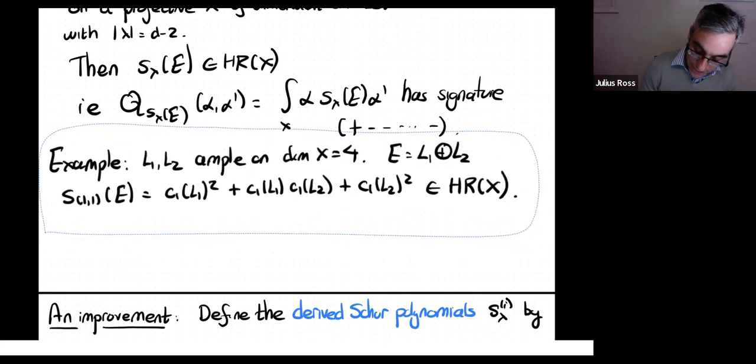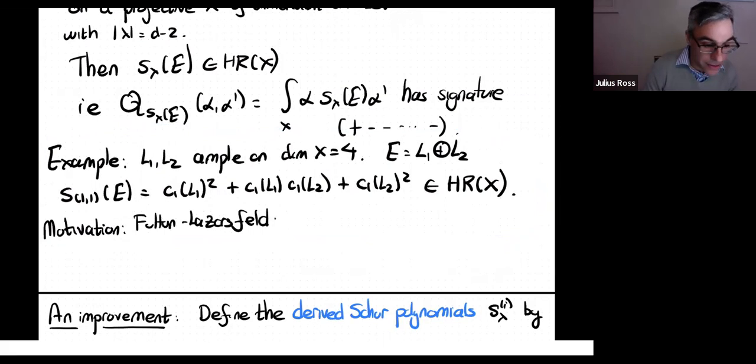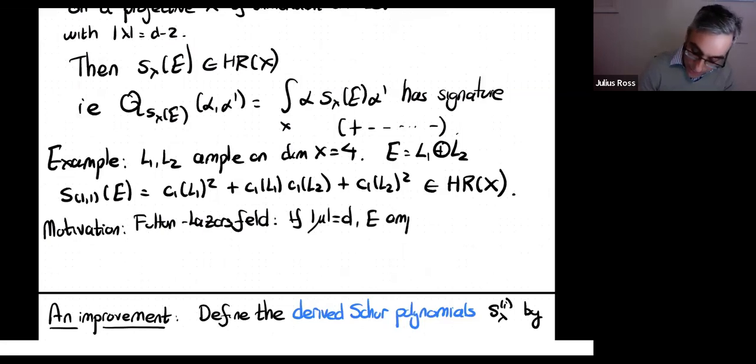All right, so let me give myself a little bit more space. And let me just comment on some motivation. Where did this idea of looking at the Schur classes come from? There's some older work of Fulton and Lazarsfeld who say this. They say if you've got a partition of length D, now not D minus 2, and E is ample, then if you integrate the Schur class of E over X, where the dimension of X is D, this is a number, and they say this is positive, right?